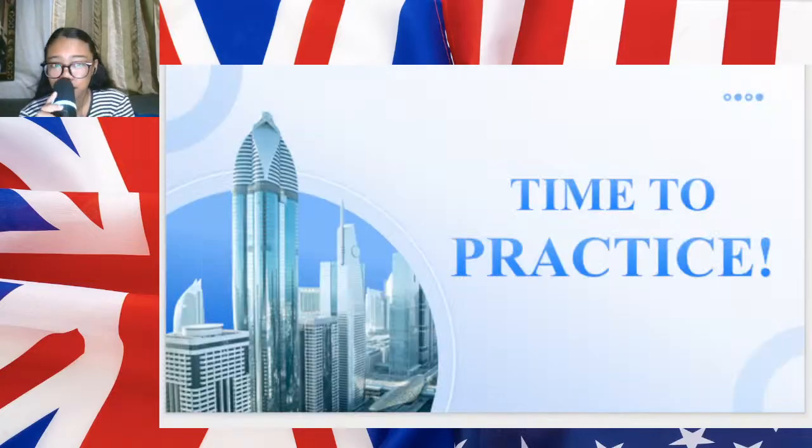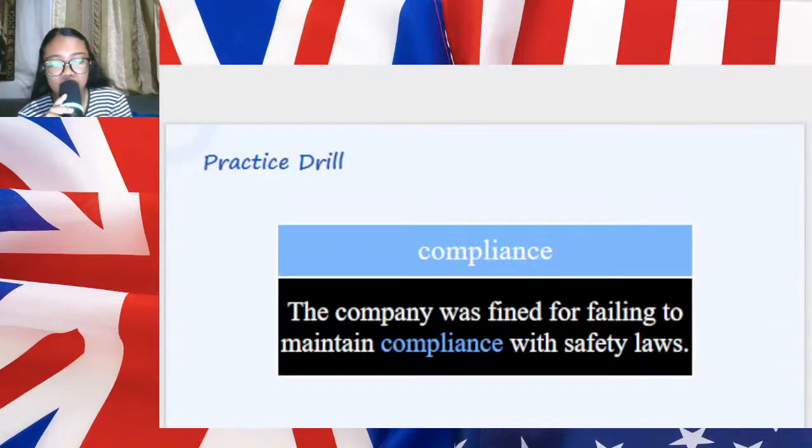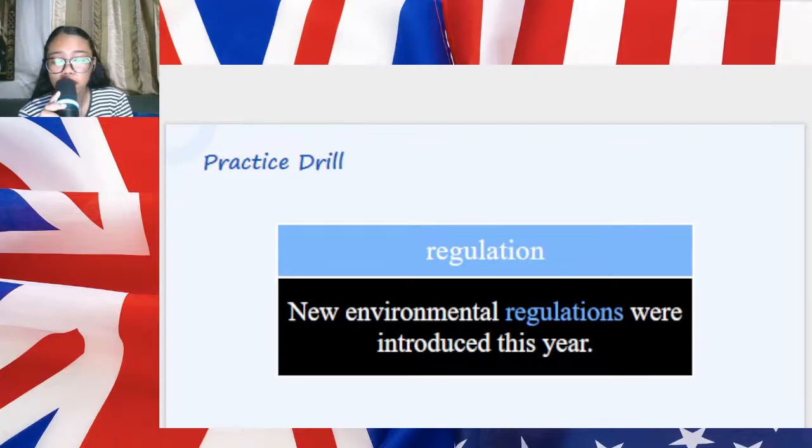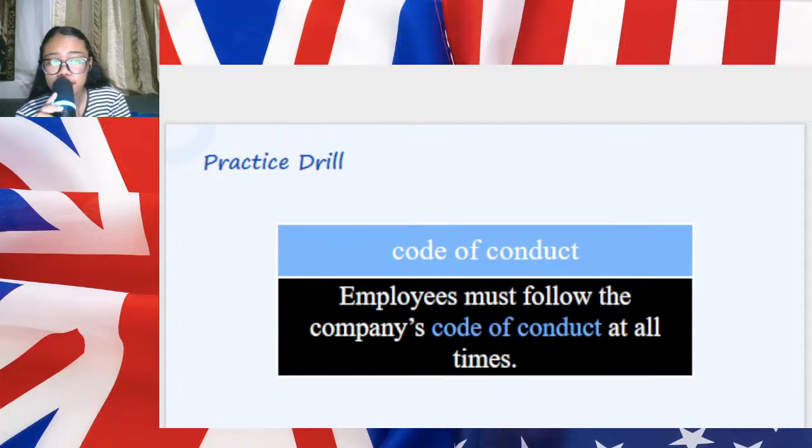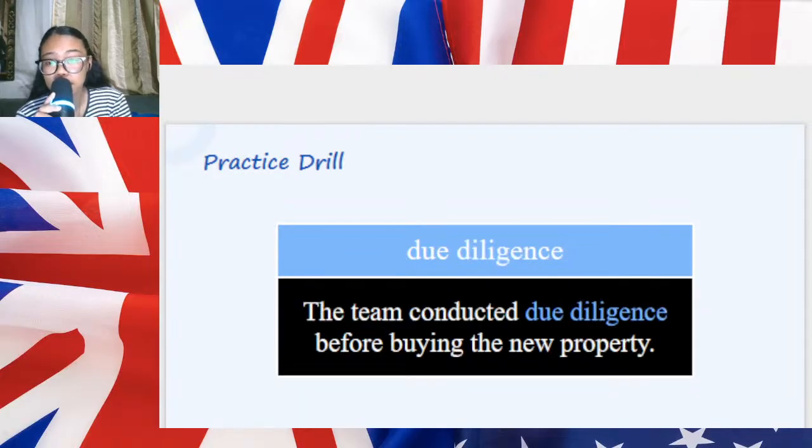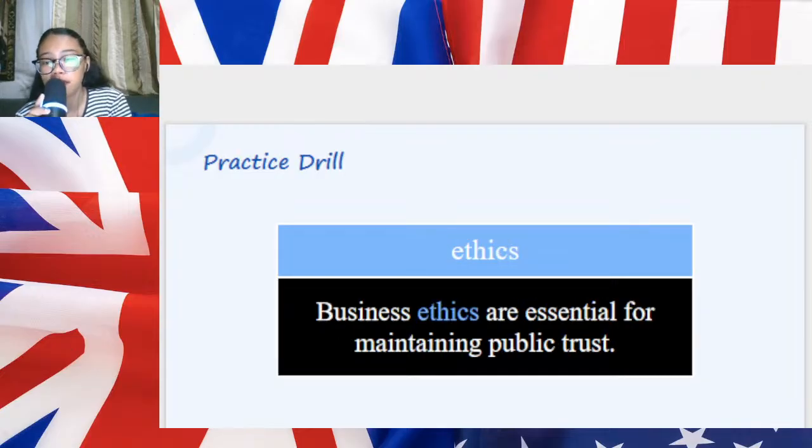And with that, of course, we shall not move on without a practice drill. So it's time to practice. Same pattern, same process. Let's just read the sentences here. Compliance. The company was fined for failing to maintain compliance with safety laws. Regulation. New environmental regulations were introduced this year. Code of conduct. Employees must follow the company's code of conduct at all times. Due diligence. The team conducted due diligence before buying the new property. And lastly, ethics. Business ethics are essential for maintaining public trust.